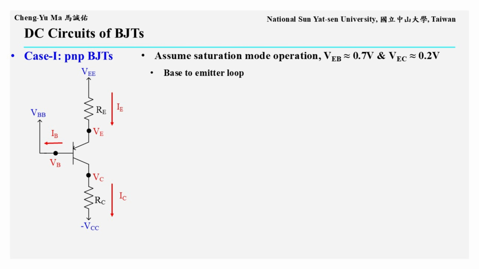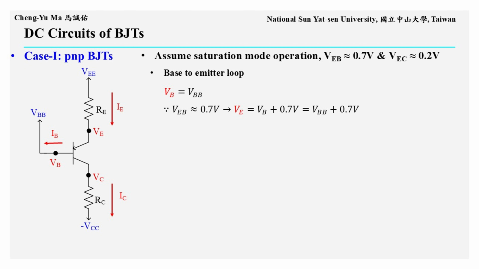For the case 1 circuit using a PNP BJT, the saturation mode analysis is similar to the NPN case. In saturation mode, VEB is approximately 0.7 volts and VEC is approximately 0.2 volts. First, VB equals VBB. Since VEB is approximately 0.7 volts, VE equals VB plus 0.7 volts. Therefore, VE equals VBB plus 0.7 volts.